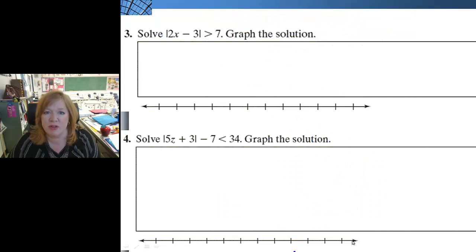I want you to try these two on your own, and actually I think that's enough for today. We're going to split it up into 2 parts so that you can look at the quadratic part separately.